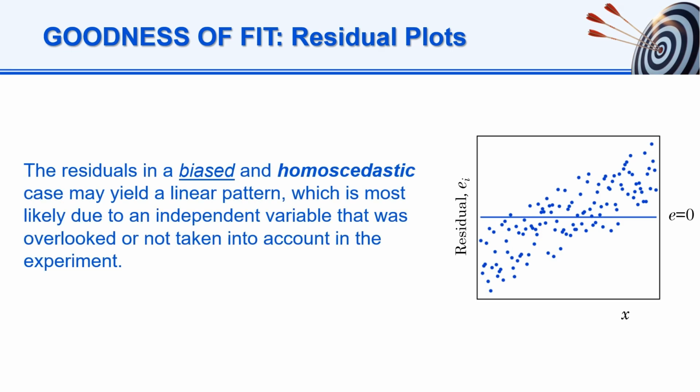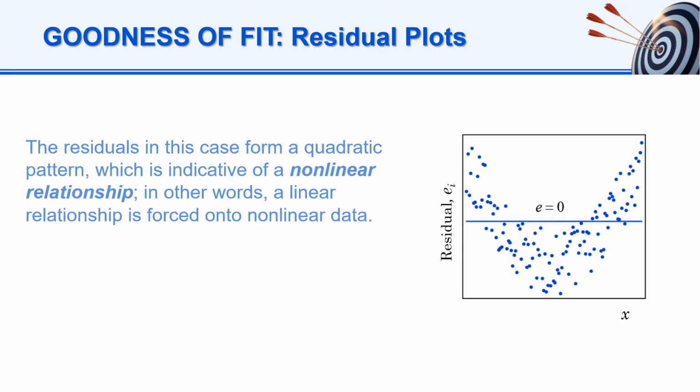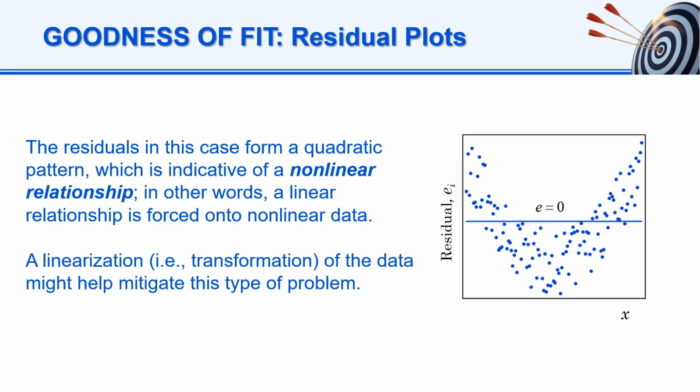The residuals in a biased and homoscedastic case may yield a linear pattern, which is most likely due to an independent variable that was overlooked or not taken into account in the experiment. The residuals in this case form a quadratic pattern, which is indicative of a nonlinear relationship. In other words, a linear relationship is forced onto nonlinear data. A linearization, i.e., transformation, of the data might help mitigate this type of problem.